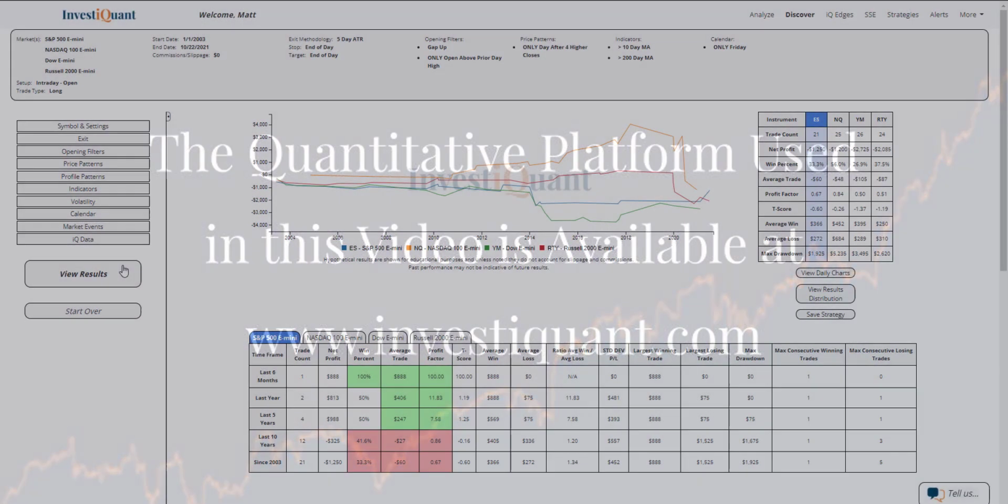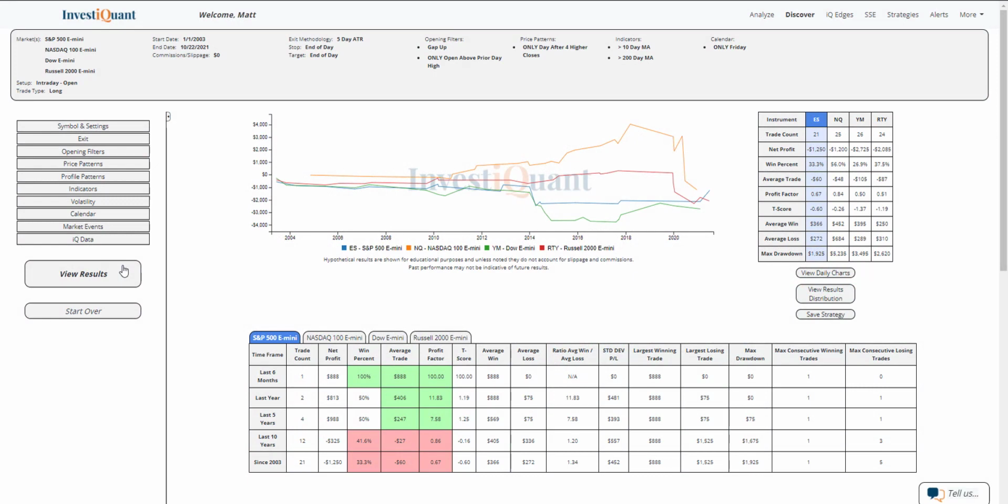And here we go. These are the results based upon entering the market long at 9:30 a.m. Eastern Time, exiting at 4:15 p.m. Eastern Time. When you gap up above the prior day high, it is a Friday, and you have closed higher every single day of the week. This is taking place above a 10 and 200-day simple moving average. Historically, just 21 samples in the S&P, so not a lot of samples to look at here. We've got 25 in the NASDAQ, 26 in the Dow, 24 in the Russell.